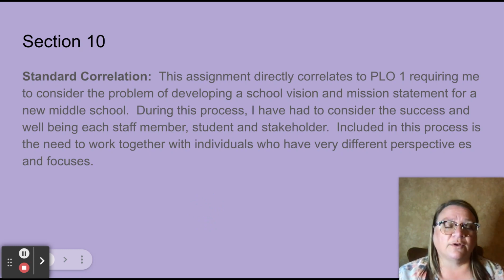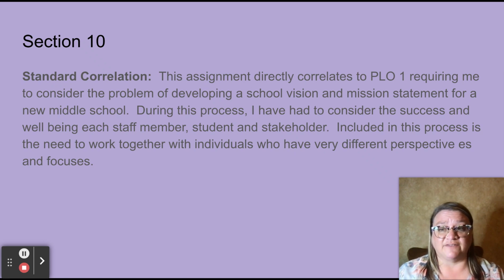Okay, my standard correlation for this assignment. It directly relates to PLO 1 because it required me to consider the problem of developing a school vision and mission statement for a new middle school. During this process, I've had to consider the success and well-being of each staff member, student, and stakeholder. And included in that process is the need to work together with individuals who have very different perspectives and focuses.